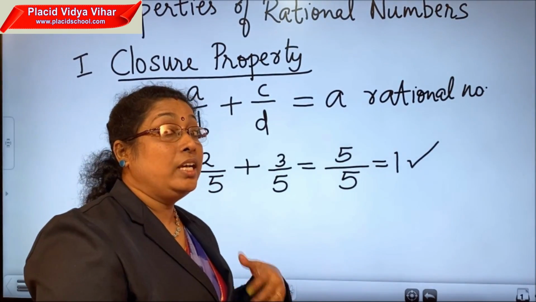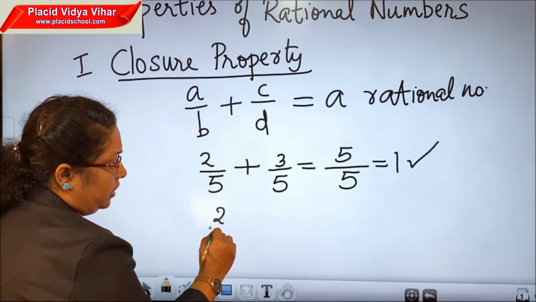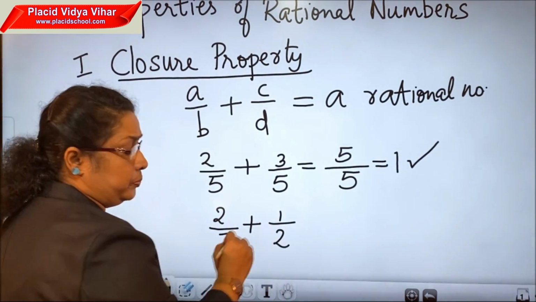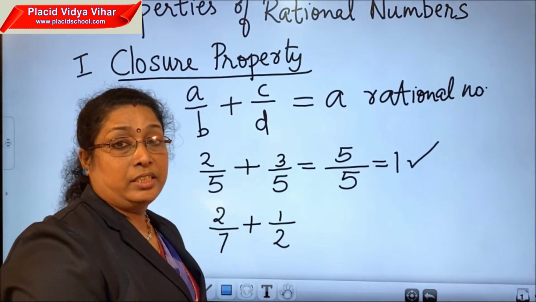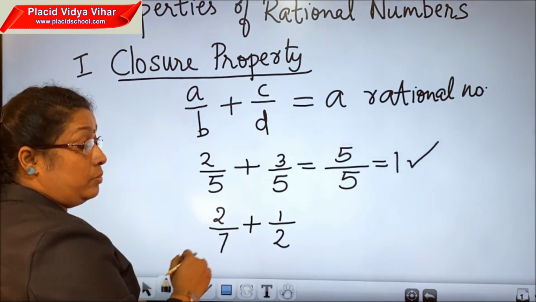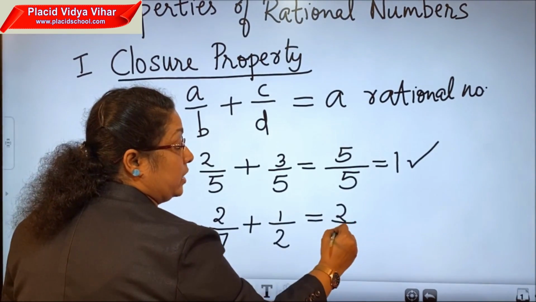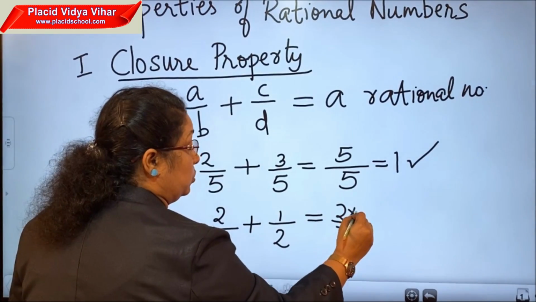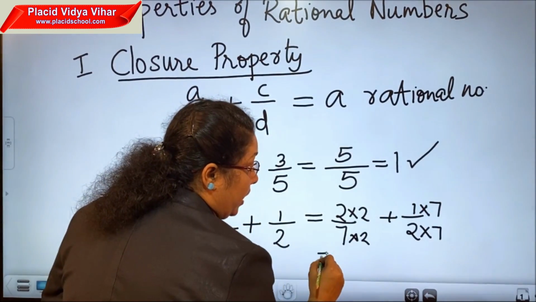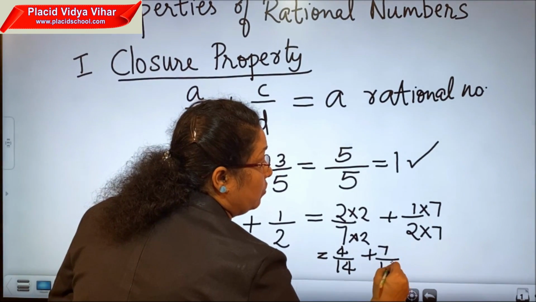Next, we can check using another example having different denominator, that is unlike fractions. 2 by 7 plus 1 by 2. Here 7 and 2 are the denominators, different denominators, so we must find the LCM and add. So the LCM of 7 and 2 is 40. So here the answer will come as 2 by 7 into 2 into 2 plus 1 by 2 into 7 into 7. So the answer is 4 by 40 plus 7 by 40.